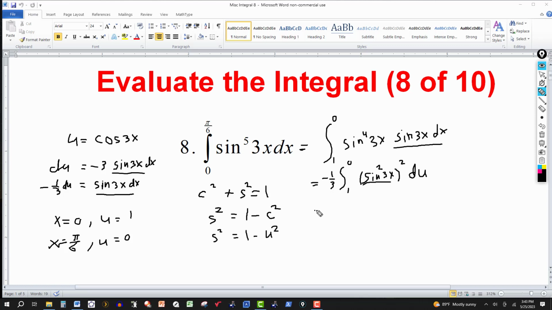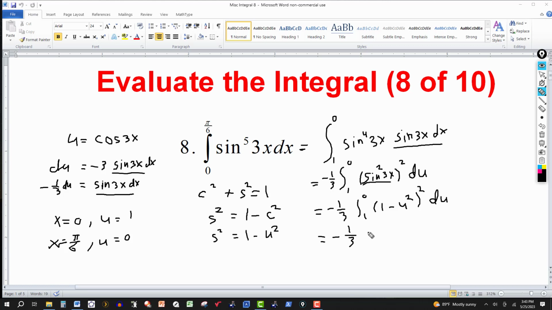So there we have it. So I'm just going to say this is minus 1/3 the integral from 1 to 0, replacing the sine squared of 3x by 1 minus u squared, quantity squared. And that's pretty much it as far as the setup goes. And now it's just a matter of integrating, simplifying this thing, expanding the expression there.